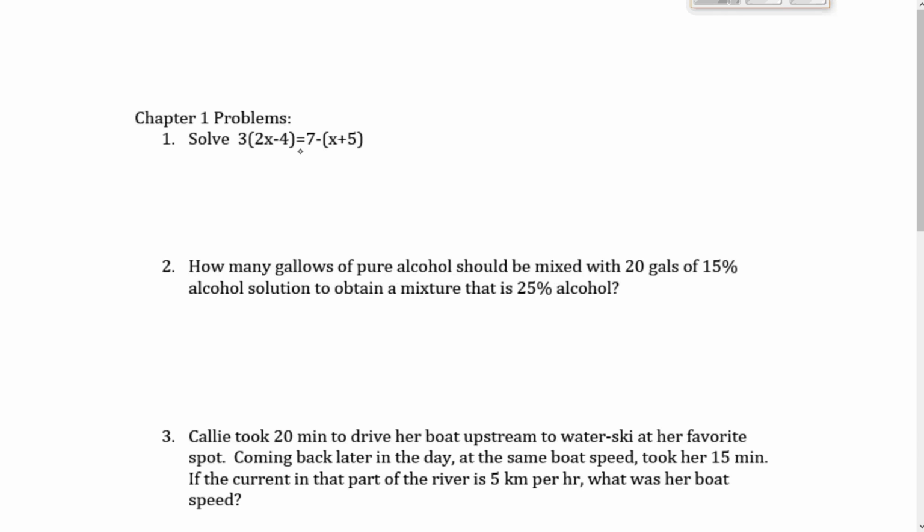Alright, so chapter 1, we're solving. So here we simplify, and then we go ahead and get x on one side and solve. So can't do anything on the inside, there's no exponents. So then I go to multiplication, so I distribute 3. We get 6x minus 12.